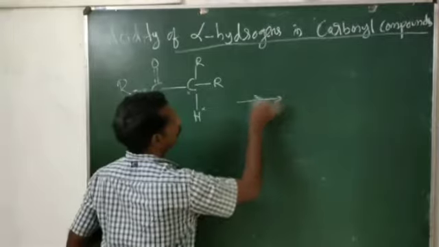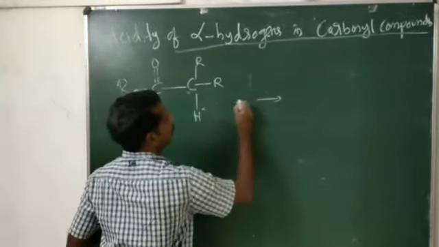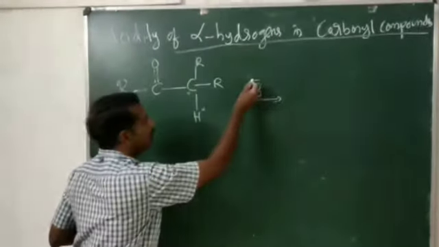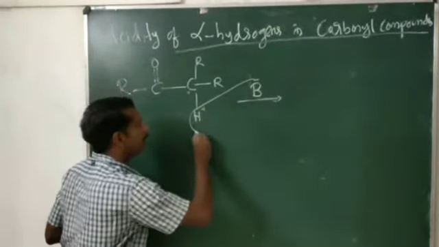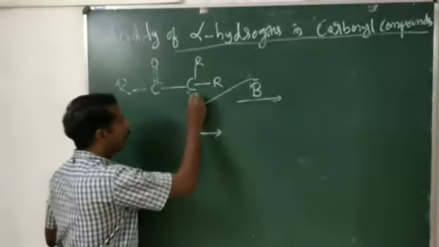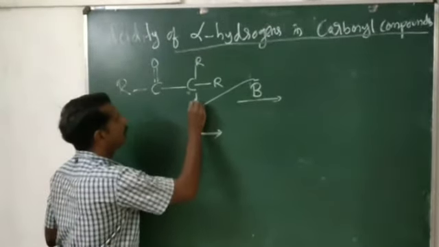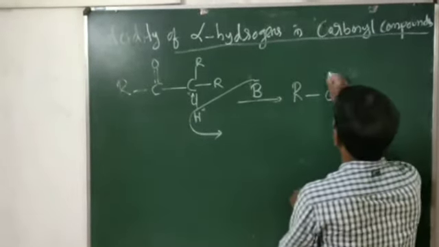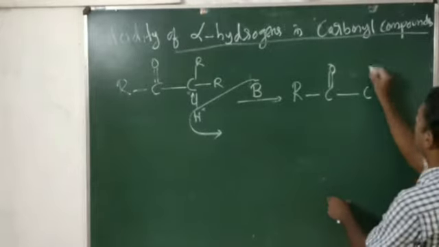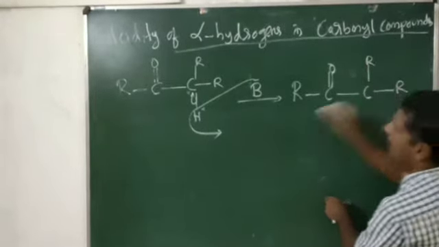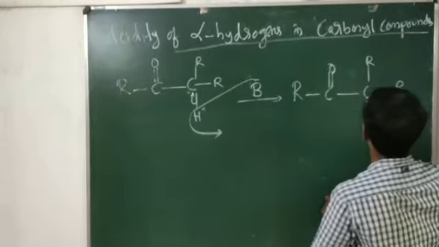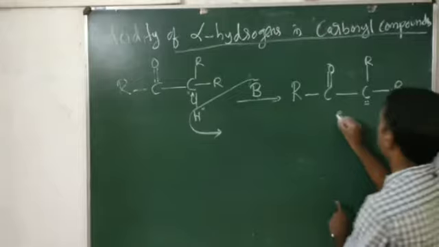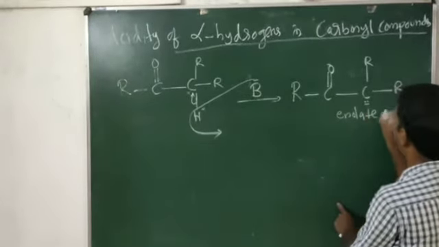Now a base comes. Base means B, for example OH minus, B minus. Generally B minus removes this proton. Then what will happen? This bond pair of electrons will be shifted to carbon, and we get R, C double bond C, R, and this pair of electrons is moving here. Here there is a negative charge. This negative charge anion is known as enolate ion.